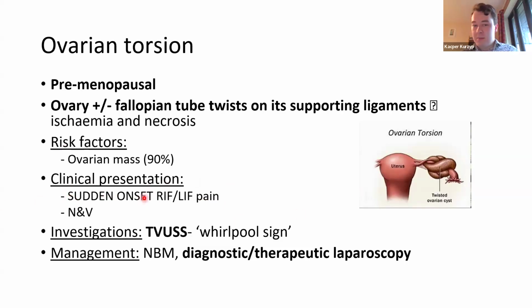And to investigate, the key thing is transvaginal ultrasound, which will show you the whirlpool sign. And in terms of management, you keep the patient nil by mouth in preparation for, again, the golden standard diagnostic surgical exploration via laparoscopy. And if it's there, untwisting for treatment.